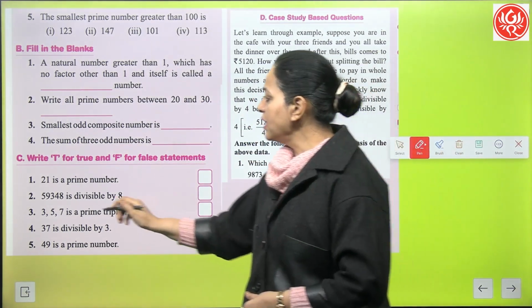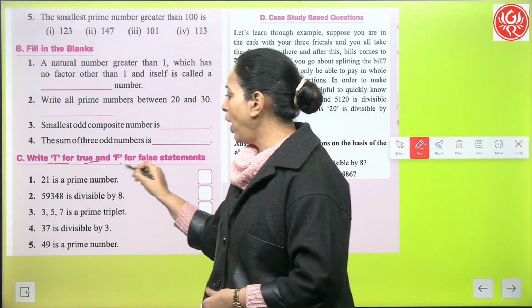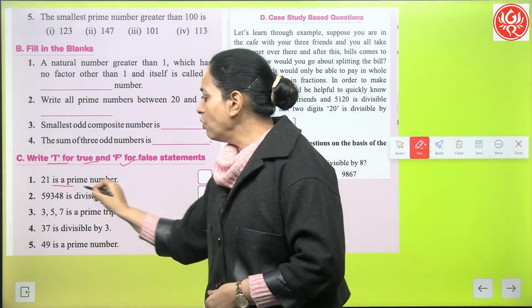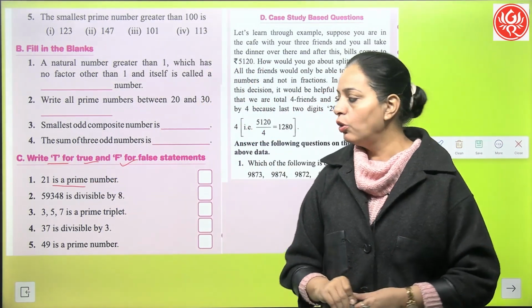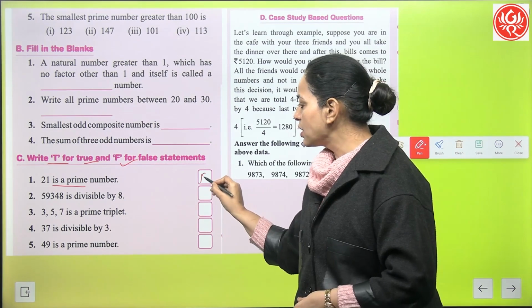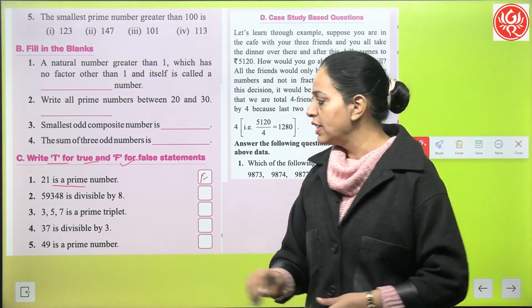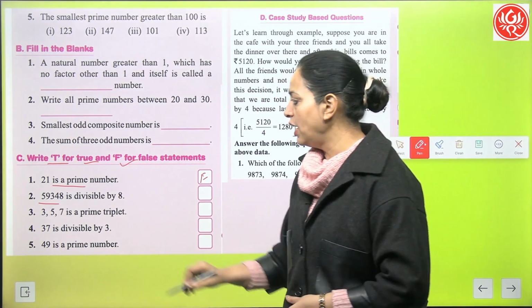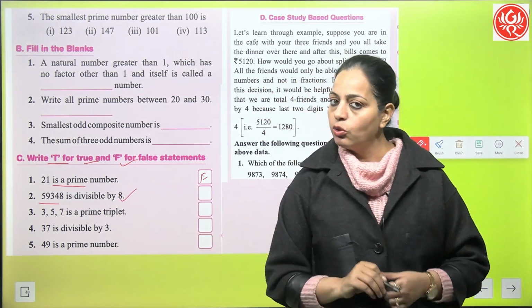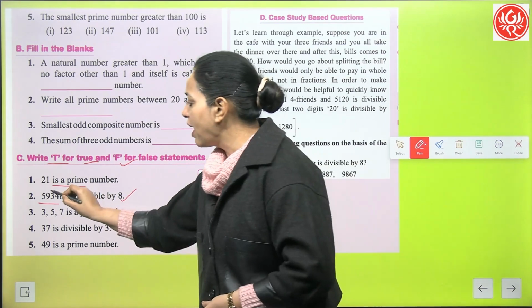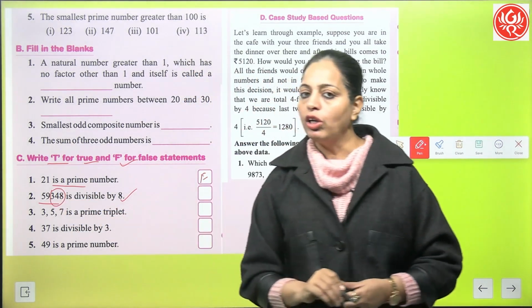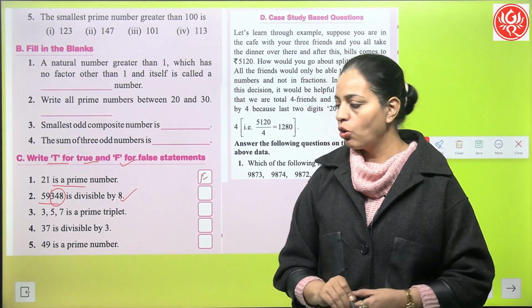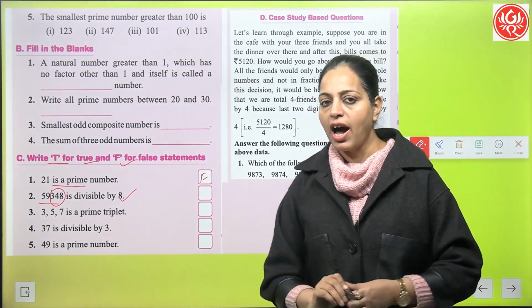Now the next, C part: write T for true and F for false statements. The first one: 21 is a prime number. No, it is a composite number, so this is false. Second one: 59,348 is divisible by 8. You can check it. What can you do? Take the last 3 digits, 348. Check whether this number is divisible by 8 or not and then give the answer.